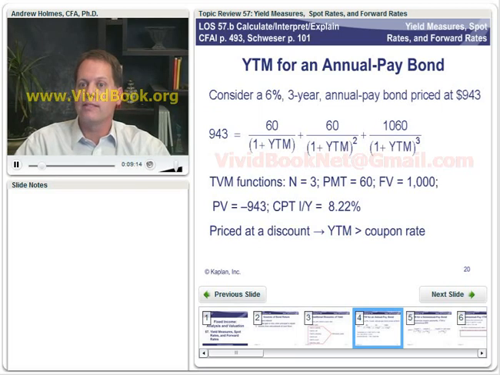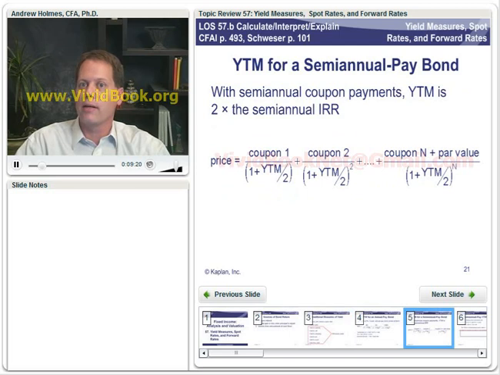What happens if we change this to semi-annual? Well, now we're doing the same thing. That is, we're going to get half of the coupon payment after 6 months and another half after 12 months and so forth. At the end, we're still going to get the return of principal. We have to remember that we're going to be discounting these back for semi-annual periods. So we're going to take the yield to maturity and divide it by 2.